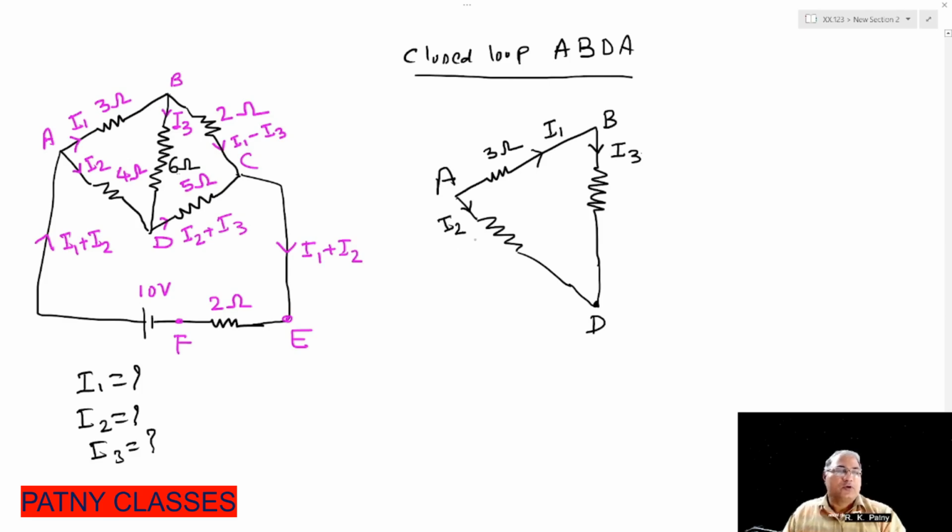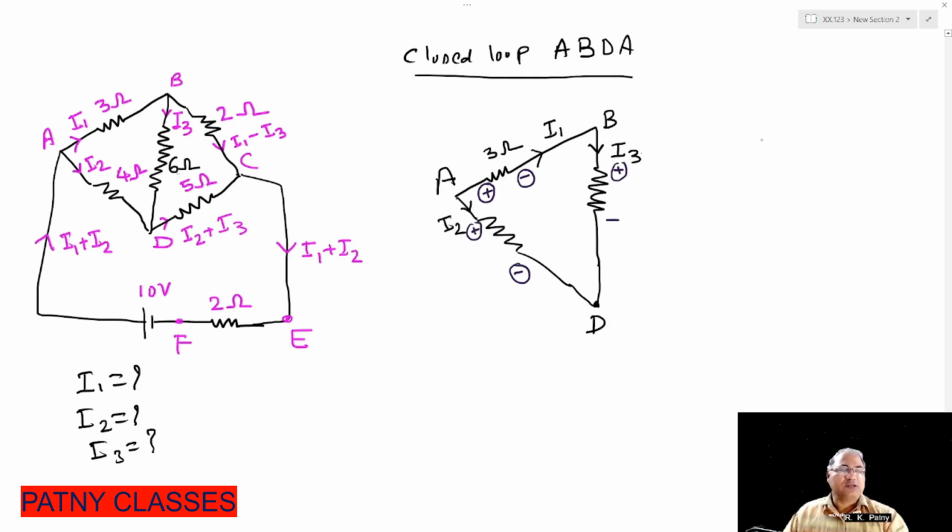Before starting to develop the equations, first of all mark plus and minus. So A is the plus and here is the minus, and here is the plus, here is the minus, and here is the plus, and here is the minus. How did I decide plus and minus?